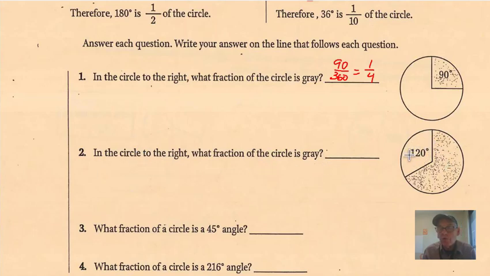Now what fraction of the circle is gray? They're showing us that 120 degrees isn't shaded. If we do 360 take away 120, we get 240. So 240 out of 360 is shaded. This simplifies: 120 goes into this twice, 120 goes into that 3 times. So 2/3 of the circle is shaded. So 2/3 of the area would be the shaded area.